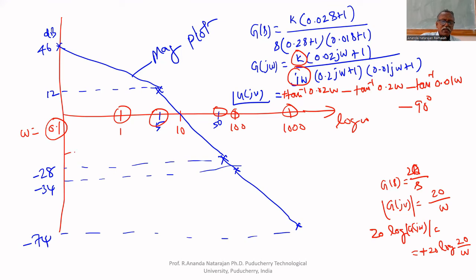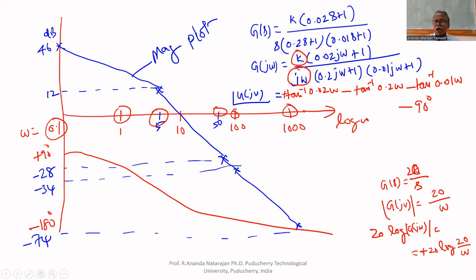The phase plot will be like this. If you draw, it will be like this. So the final angle will be these two getting answer minus 180. The maximum angle will be minus 180 degree. The minimum angle is, so you'll get, substitute some 4 or 5 values between 0.1 and 1000. At 0.1, what is the angle?